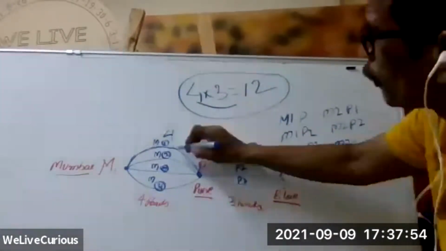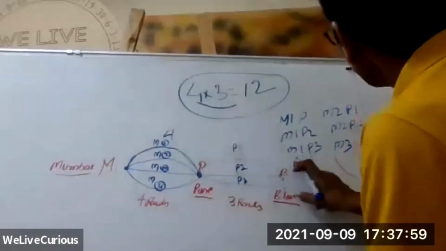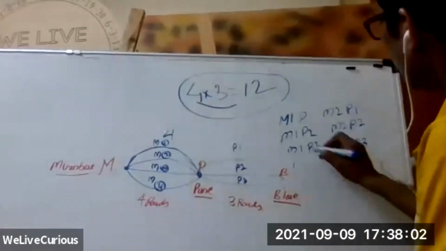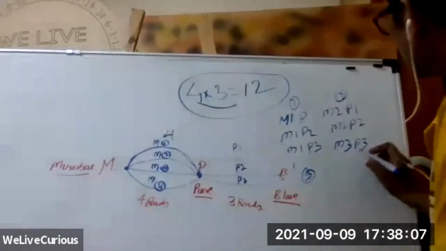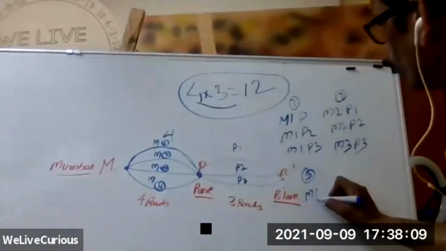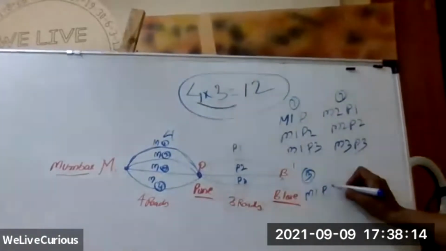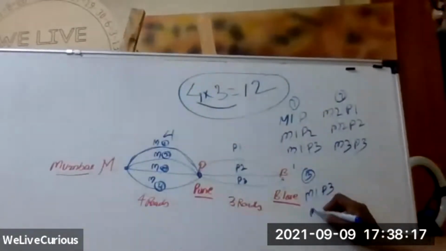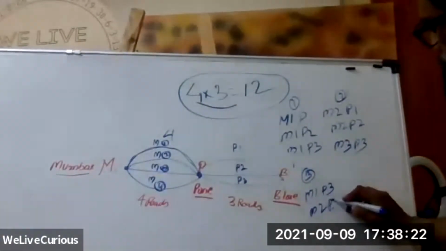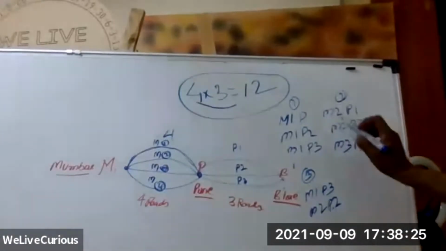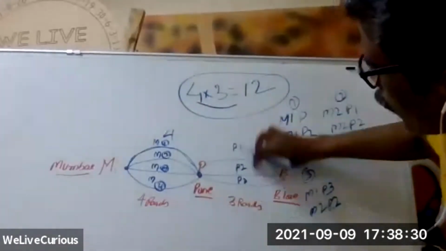M1, M2, M3, and here also M2, P3. That's one set, two sets, M3, P3. And then the third set would be M1, P3, is it? M1, P3 can't come because there's already repetition. It is repetition, yes. But we are just checking, one is done with these three.